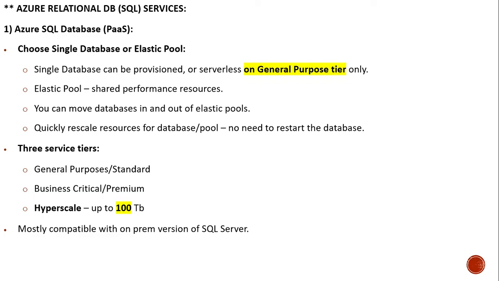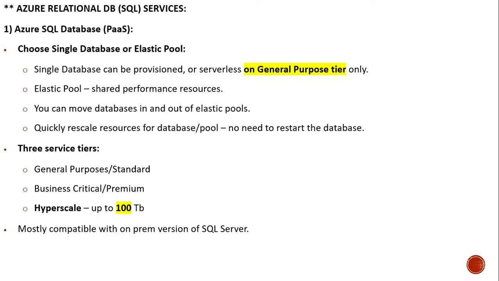There are three service tiers. The first one is the general purpose or standard service tier. The next one is the business critical or premium service tier. And the third one is hyperscale, having up to 100 TB of storage capacity. The billing cost will increase as per the service tier. It is mostly compatible with the on-premises version of SQL Server. This means Azure SQL Database is mostly compatible with the on-premises version of SQL Server.